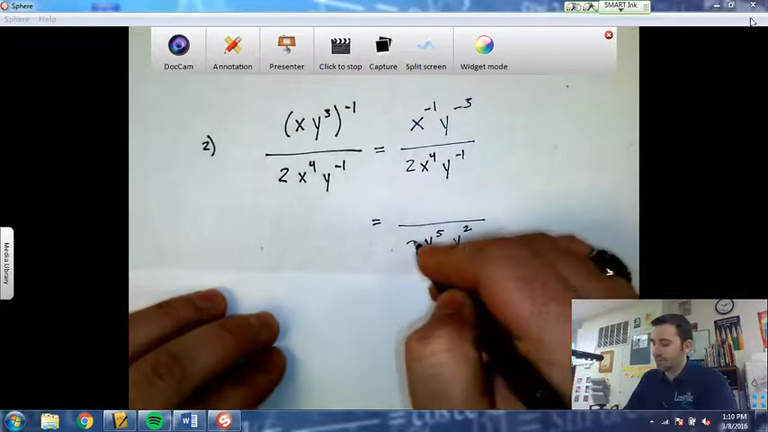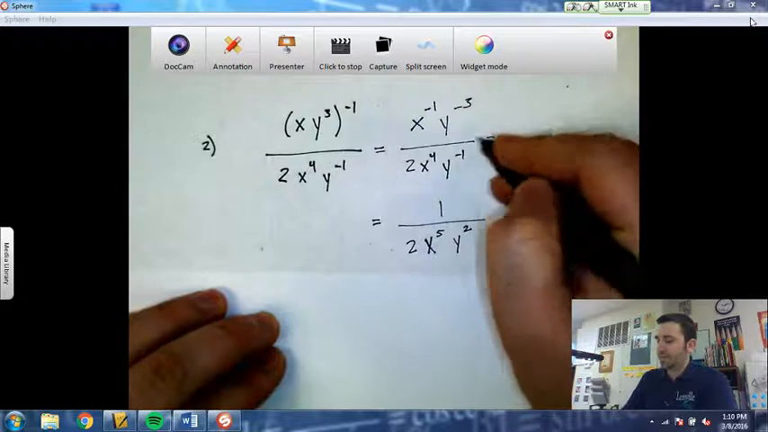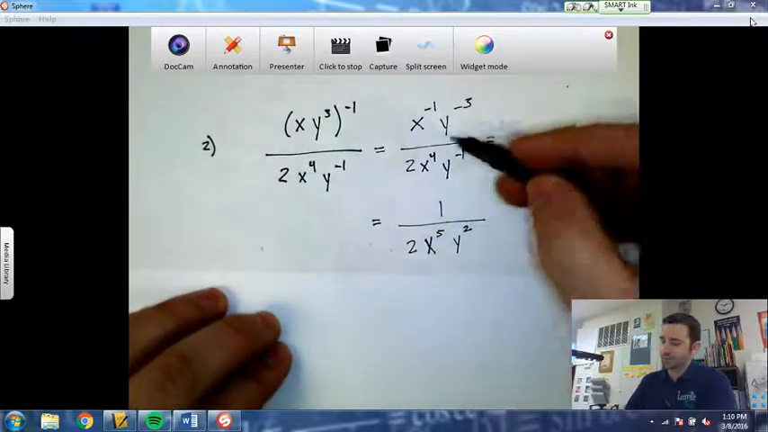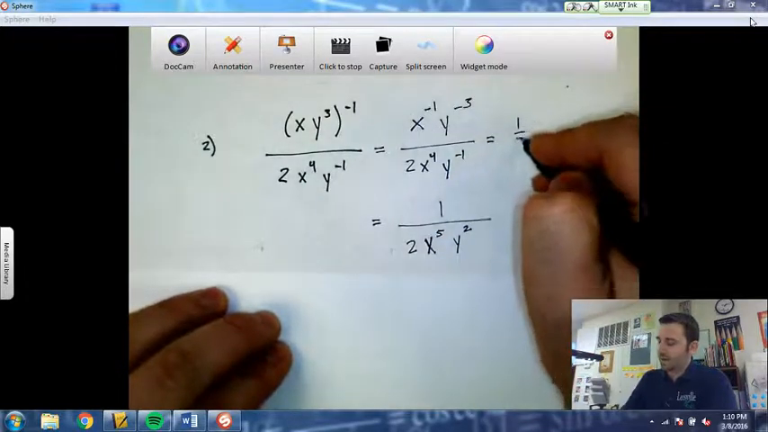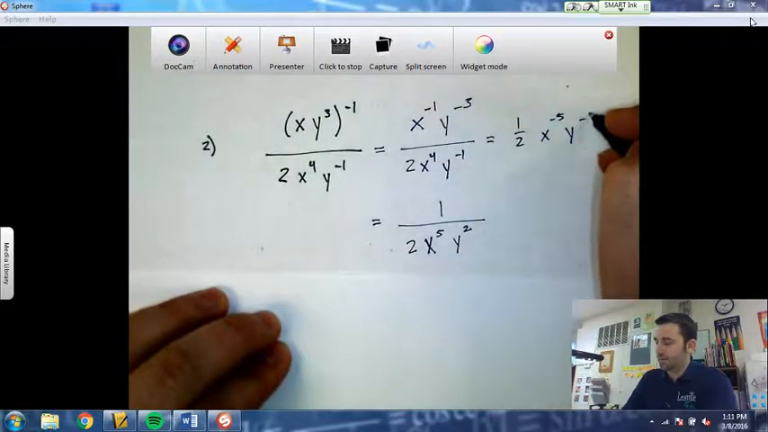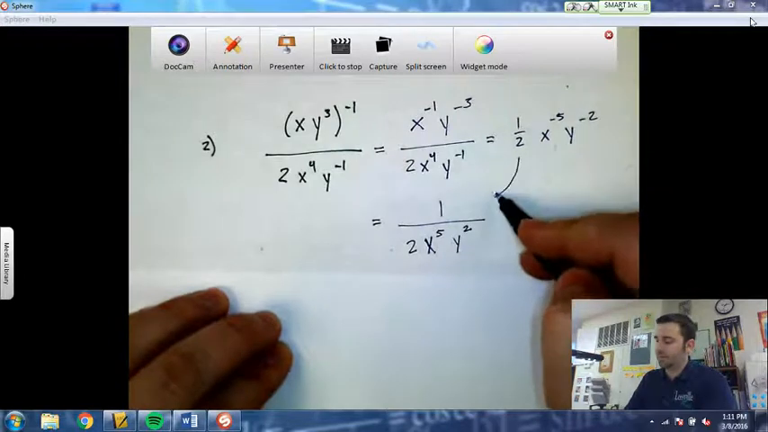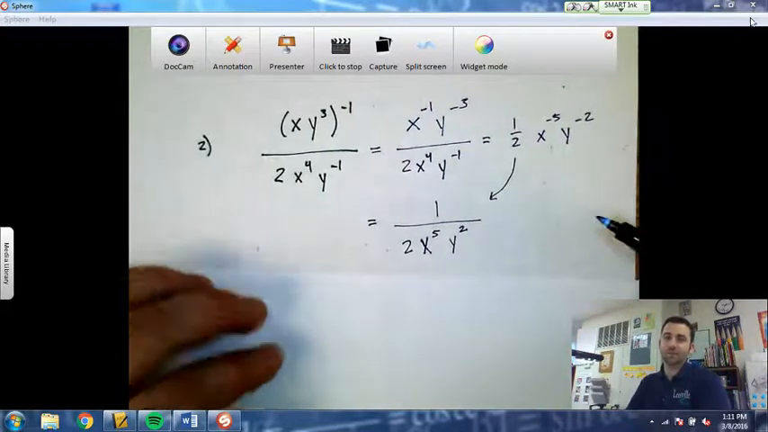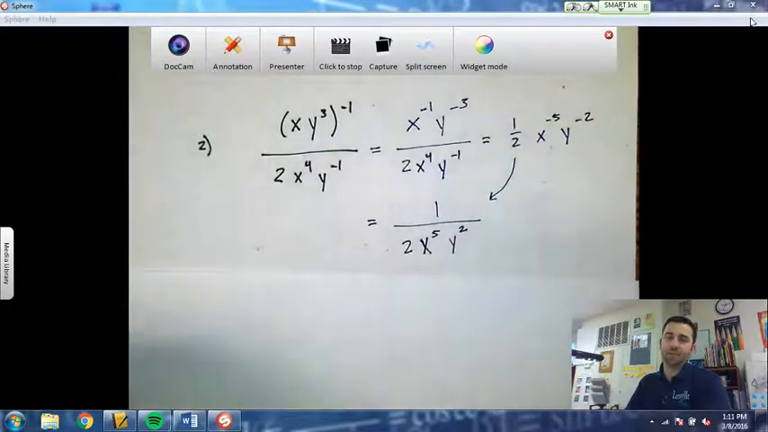And then 2. So if I were to simplify it over here, in case someone lost me here, that would be like saying 1/2 x to the negative 5th y to the negative 2nd, which then simplifies to x to the 5th and y to the 2nd in the denominator.